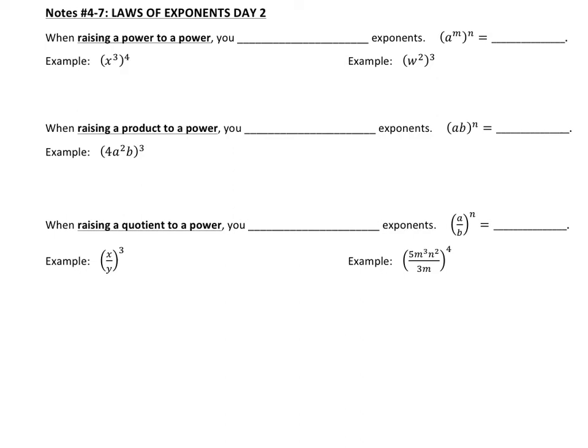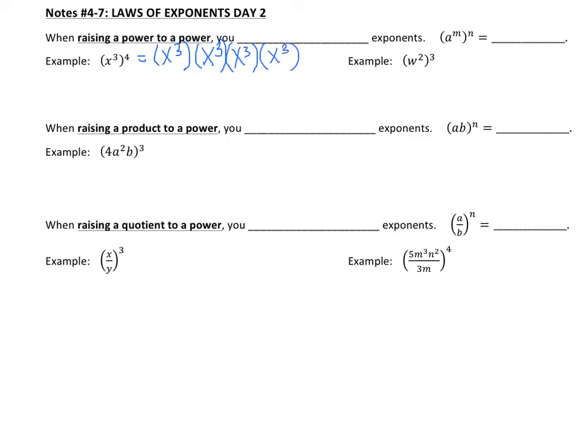We're going to look at what happens when you raise a power to a power. To first look at that, we're going to take this example, x to the third to the fourth power. We're going to write it in expanded form so that we can see what happens. x to the third to the fourth power means you're going to be taking x to the third, multiplying that times itself 4 times. So x to the third times x to the third times x to the third times x to the third.